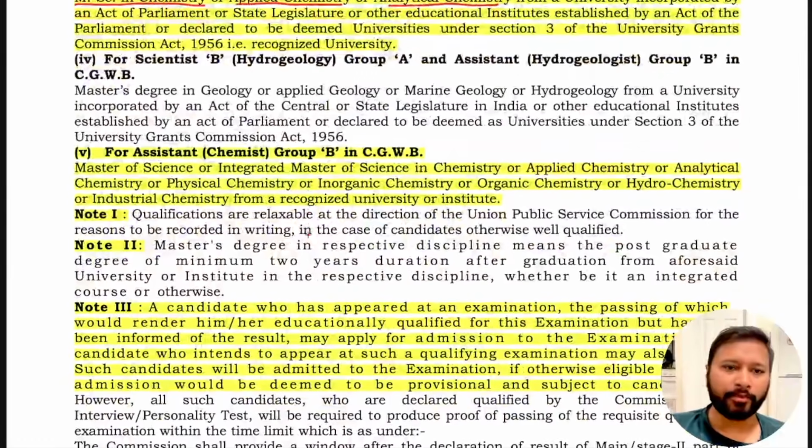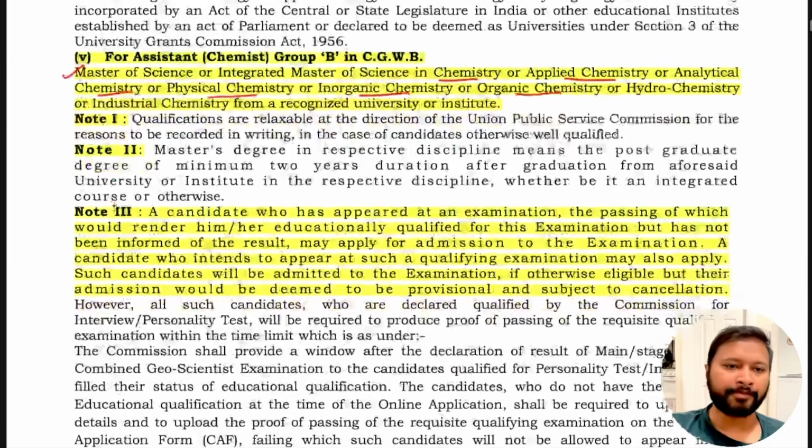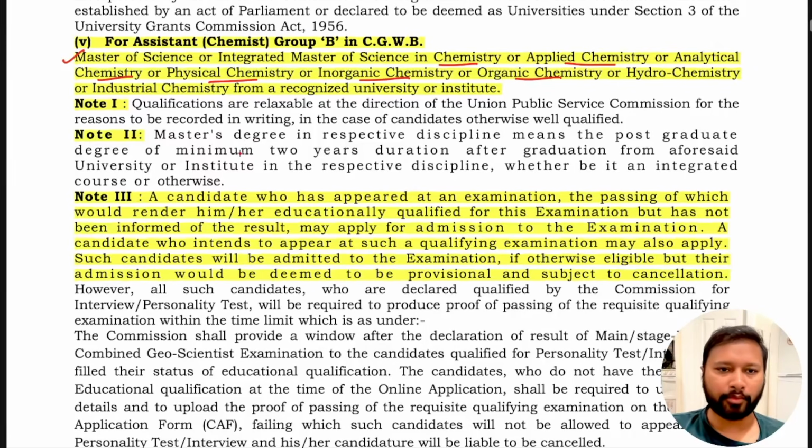Okay, similarly for Assistant Chemist Group B, for CGWB, again a master of science. In this case you don't even need chemistry, but if you have done an MSc or integrated master of science in chemistry or applied chemistry or analytical chemistry or physical chemistry, inorganic chemistry, organic chemistry, hydrochemistry, in that case you can apply. So those who have done MSc in chemistry are eligible to apply for both these positions. Now there are certain notes which are important over here: qualifications are relaxed at the direction of UPSC. The second says that a master's degree in the respective discipline means a postgraduate degree of minimum 2 years.